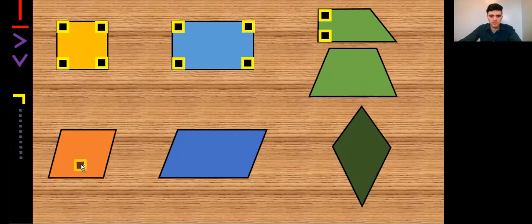Let's take a look at our rhombus here. Can I put this into any of the corners? No, no, no, no. None of these are right angles. Same thing with a parallelogram. You won't be able to fit this square into any of the corners.